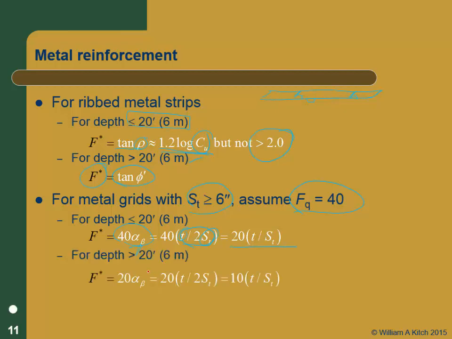When you get deeper than 20 feet, you've maxed out the effects of the vertical confining stress. This is similar to the tip bearing capacities for piles. When you're calculating the tip bearing capacity for piles, as you go deeper and deeper, the tip capacity doesn't increase with depth, because the failure surface isn't affected by the surface anymore.